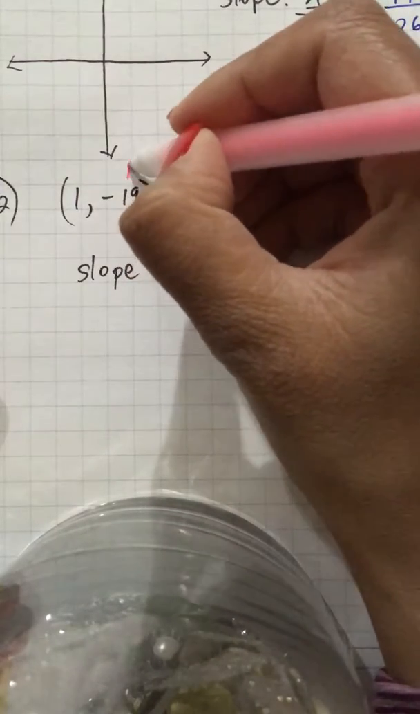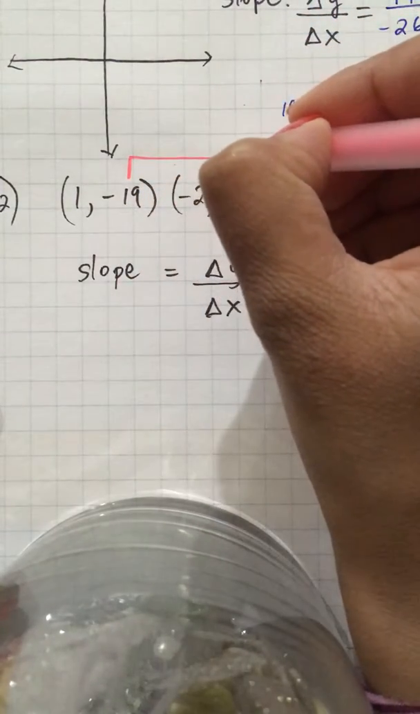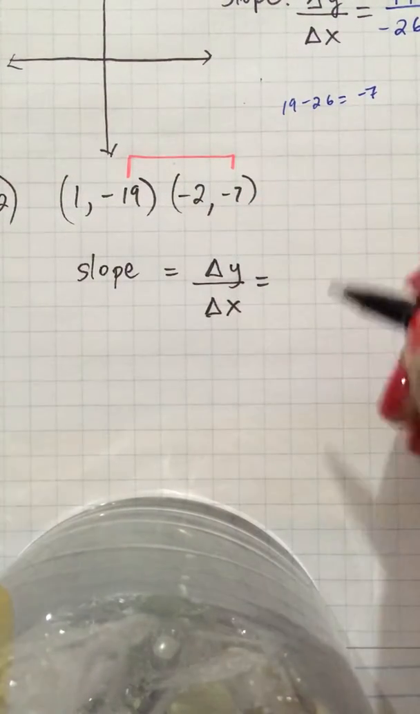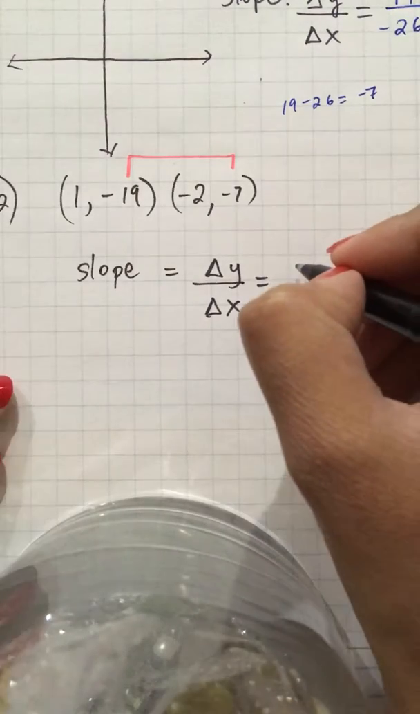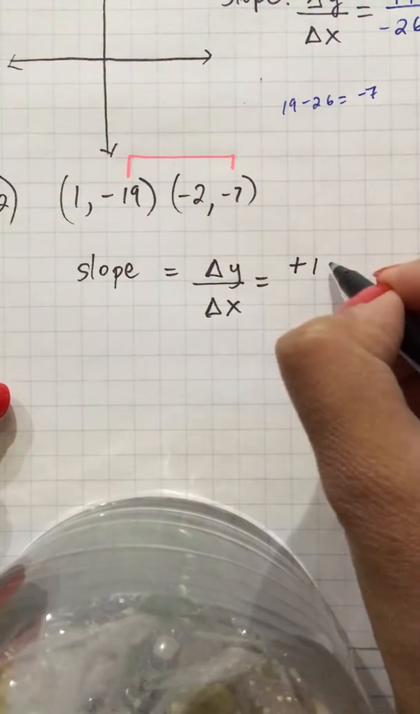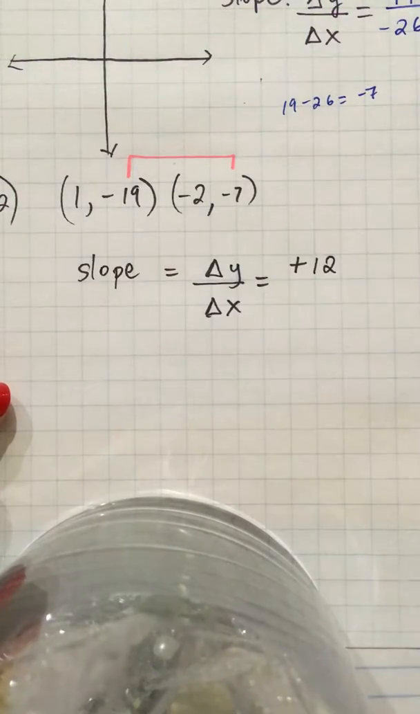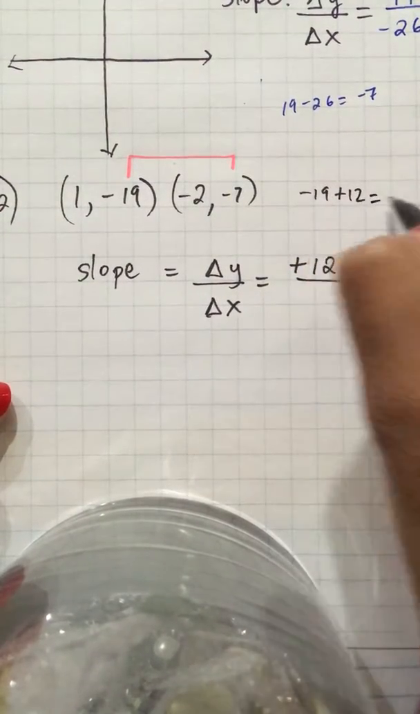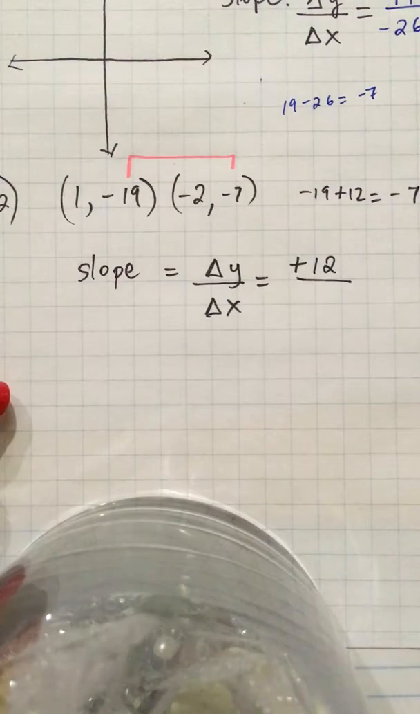So how do I get from this y, -19 to -7? Well, I know that in order to go from -19 to -7, I'm basically going to add 12. I'm going to add 12, right, because -19 plus 12 is going to give me -7.